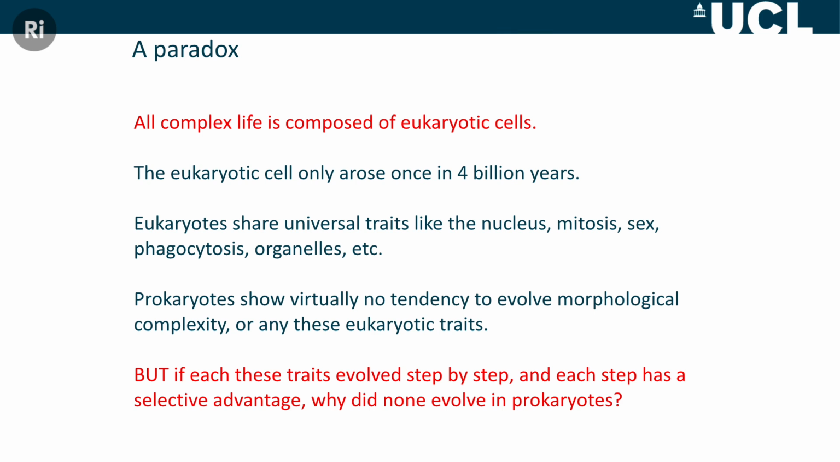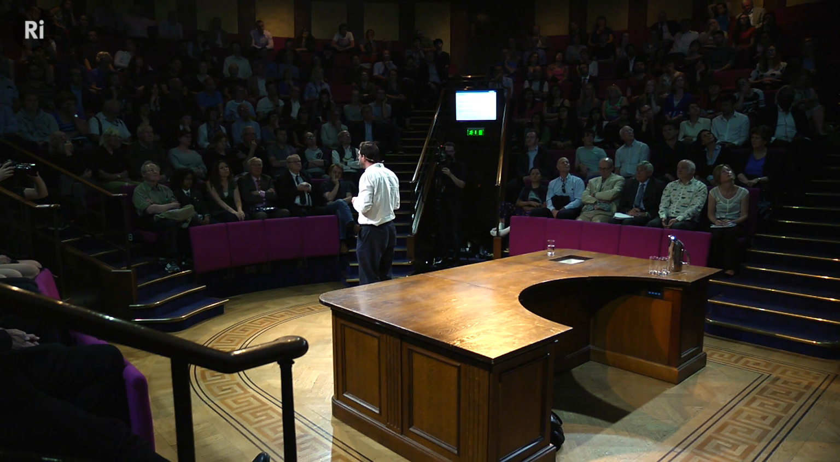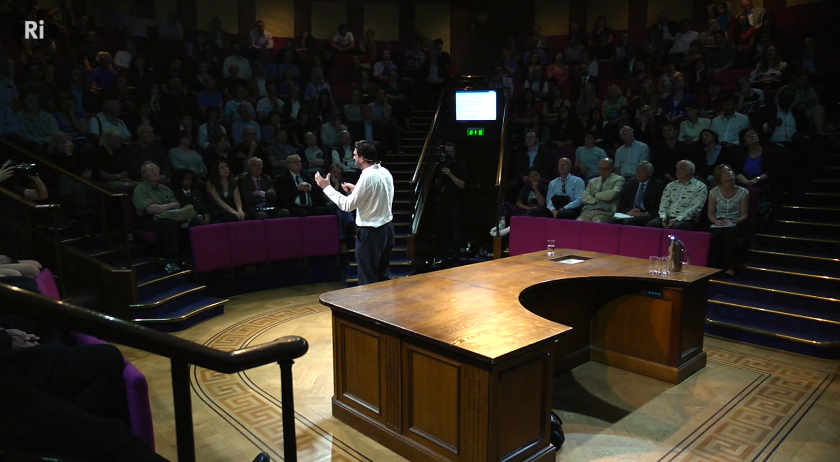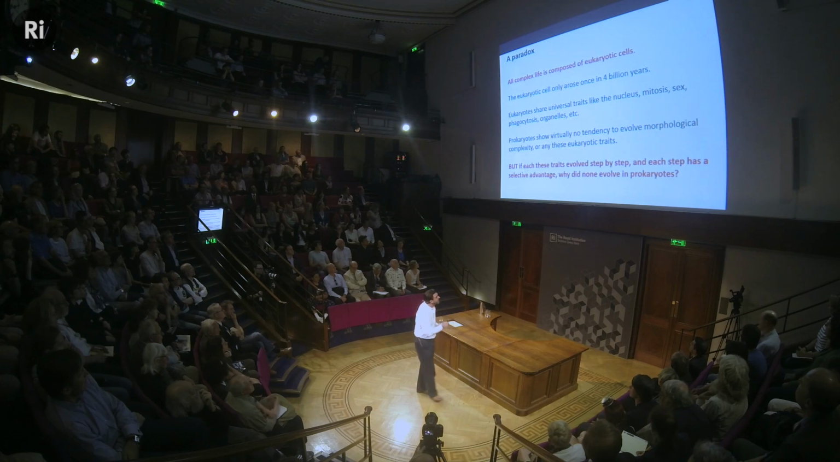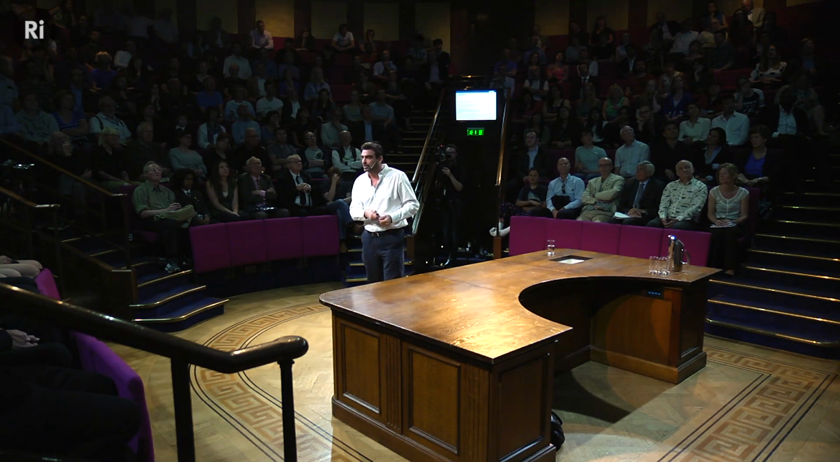We all share these traits. Prokaryotes, that means the bacteria and the archaea, show essentially no sign of evolving any of those traits. I showed you the nuclear-like compartment, that's about as good as it gets. So there are steps in the direction, but really nothing very impressive in comparison to what eukaryotes do. Now, if all of those traits, if the nucleus or if sex, for example, arose step by step, as natural selection says it must, and each of those steps offered some small advantage, which I'm not disputing at all, that's what happened, then why did none of them arise in bacteria or archaea?